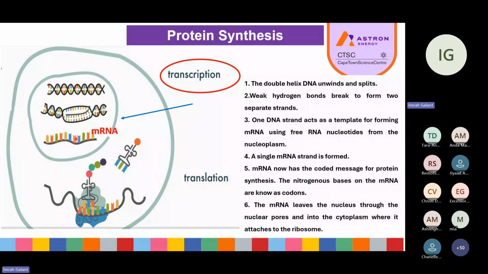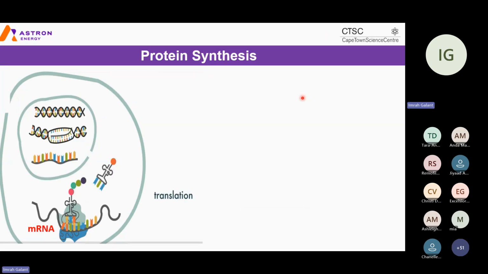So the mRNA will then leave the nucleus through the nuclear pore located over here into the cytoplasm where it attaches to the ribosome. The ribosome is this blue-green thing here at the back. So that is the process of transcription. Now we're going to move on to translation. There you can see the mRNA moves into the cytoplasm. So let's look at translation.